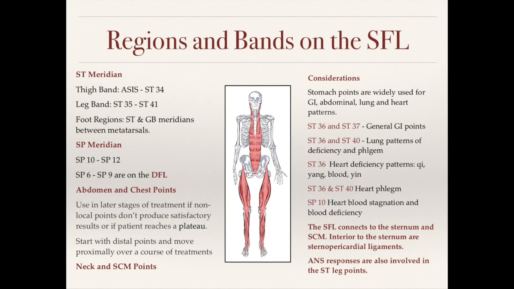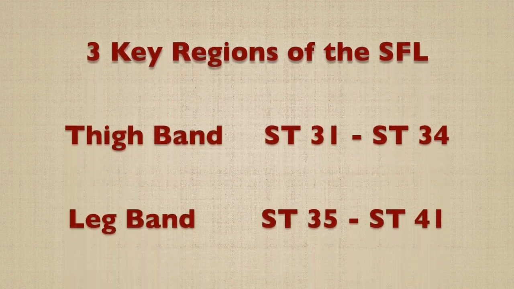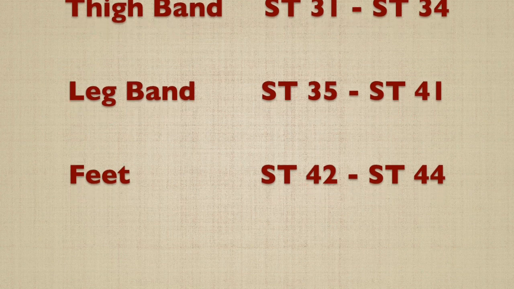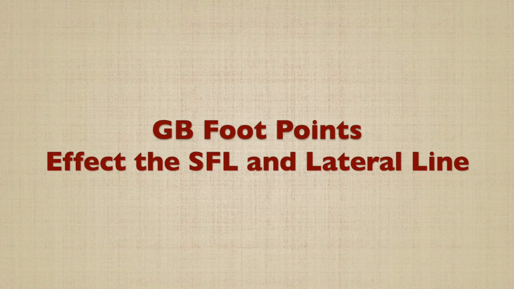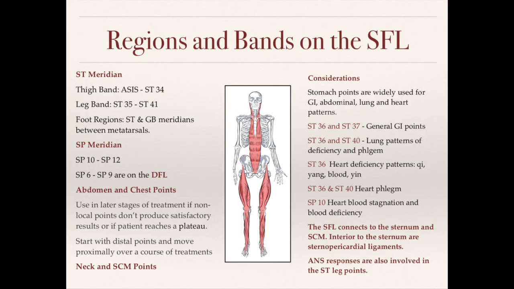Let's take a look at the next page that reads regions and bands on the superficial front line. The first thing that I want to do here is distinguish between some of the different areas of the stomach meridian. The thigh band runs from the ASIS to stomach 34, and then below the knee we have the leg band from stomach 35 to stomach 41. Then we've got the region of the foot, and I've written stomach and gallbladder meridians between the metatarsals. So we know that, but what I want to do is just distinguish between these three areas right now, the thigh, the leg and the foot regions.